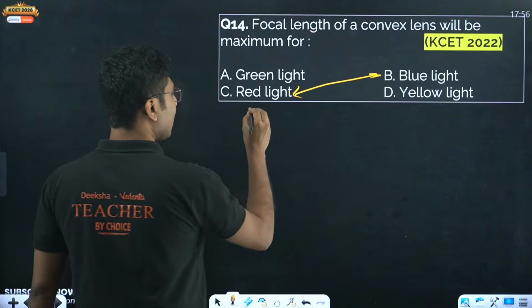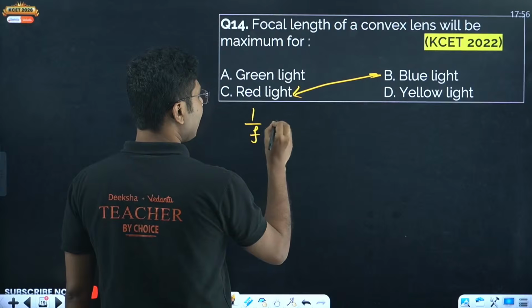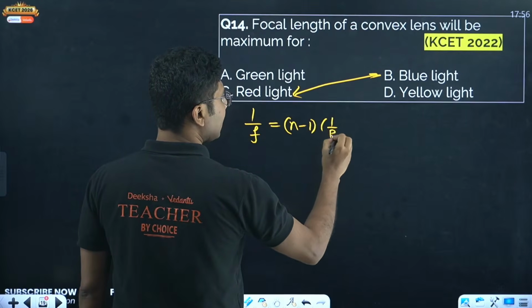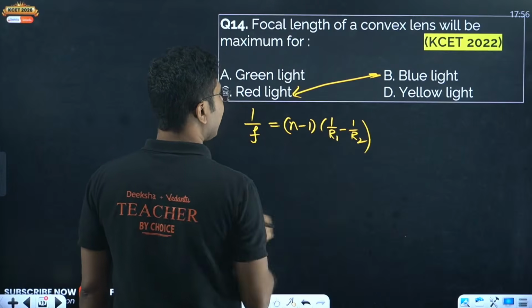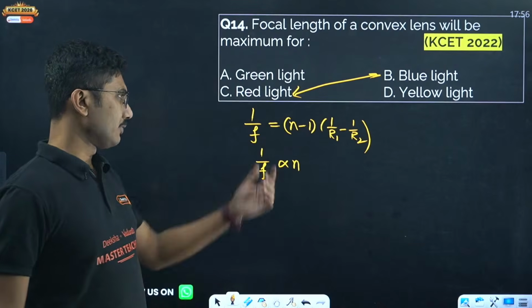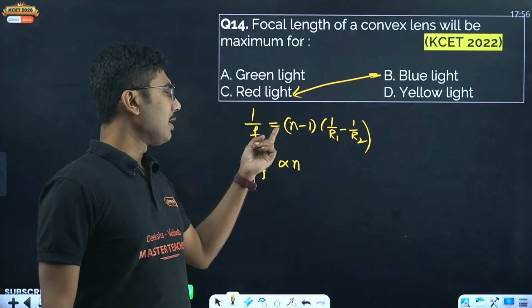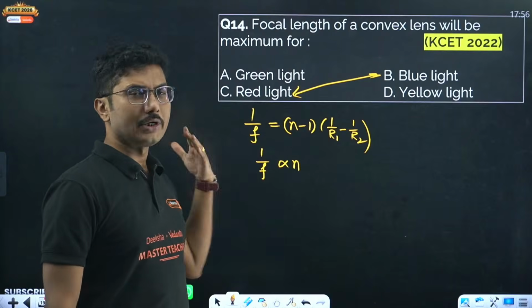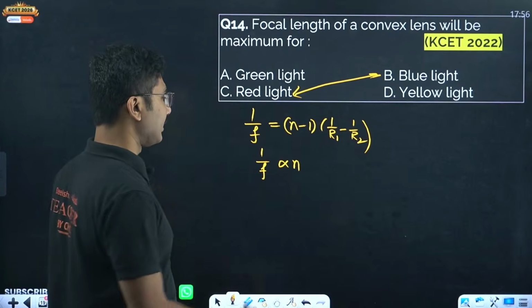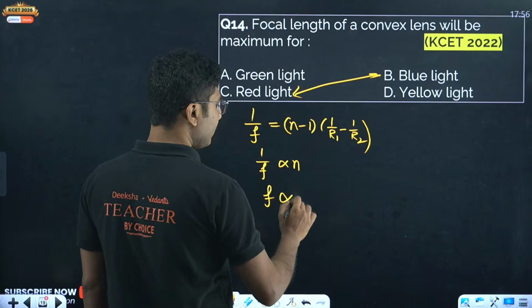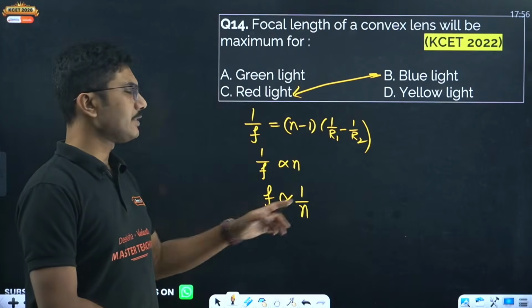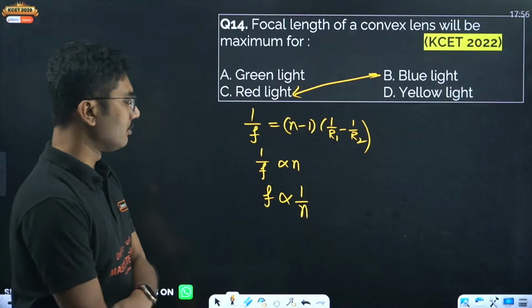Now let's see what the focal length is. Focal length is given by 1 by f equals (n minus 1) into (1 by r1 minus 1 by r2). So we can say that 1 by focal length is proportional to the refractive index. If you ignore this minus 1, proportionality wise we can still write it. So if n increases, 1 by f also increases. That means focal length is inversely proportional to refractive index.